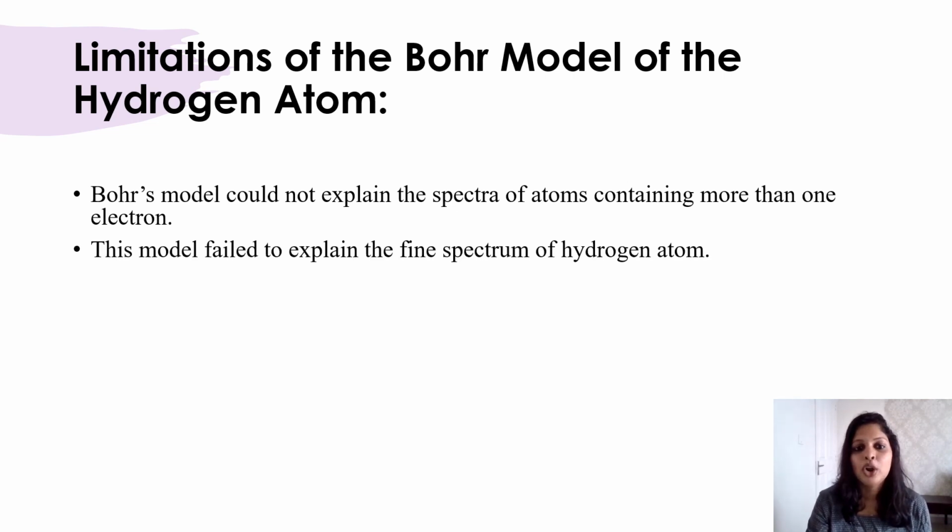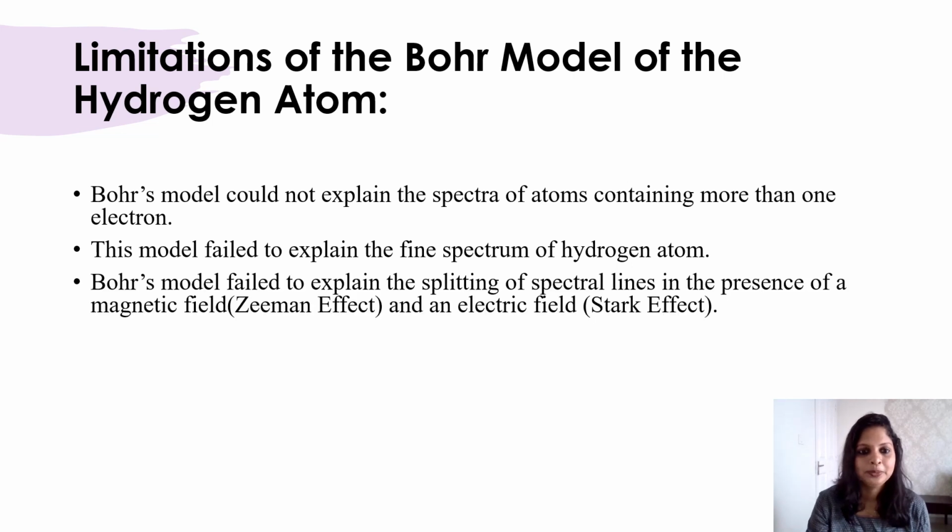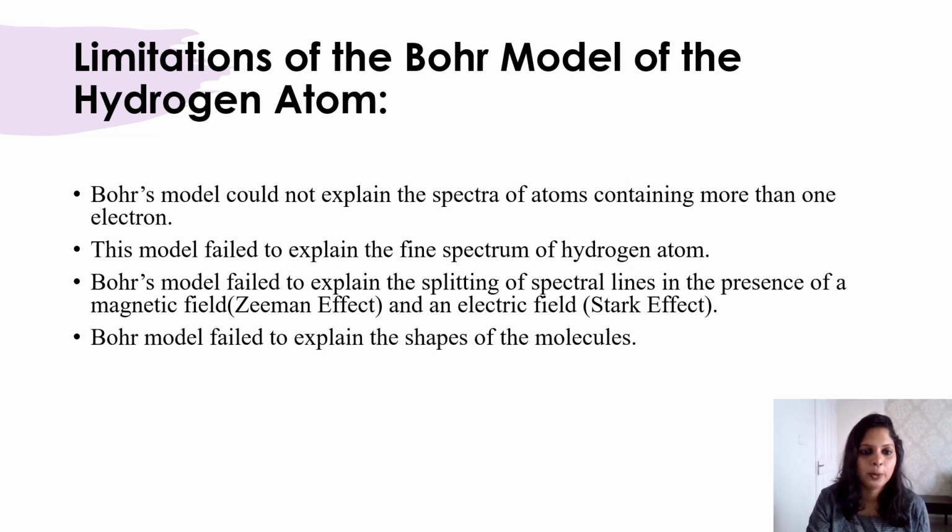Then this model failed to explain the fine spectrum of the hydrogen atom. They are also not able to explain the splitting of spectral lines in the presence of a magnetic field or electric field. For a magnetic field, that phenomenon is called the Zeeman effect. For an electric field, it is called the Stark effect. When these effects are present, the splitting of the spectral lines happens. This was not able to be explained by Bohr.